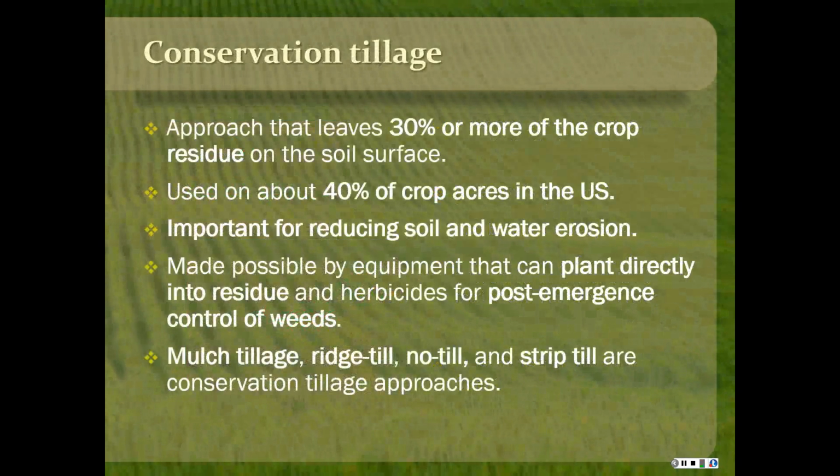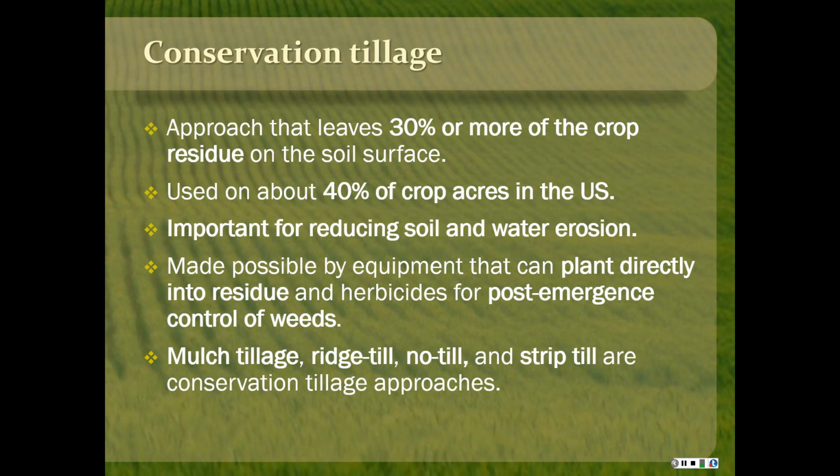And so conservation tillage is an approach that leaves, just any tillage type that leaves 30% or more of the crop residue on the soil surface. And it's used about, give or take, 40% of the acres in the United States. And the purpose is for reducing soil and water erosion.